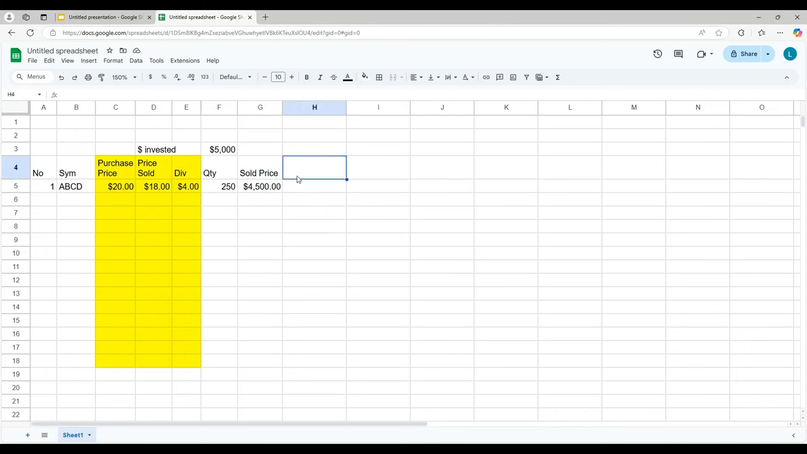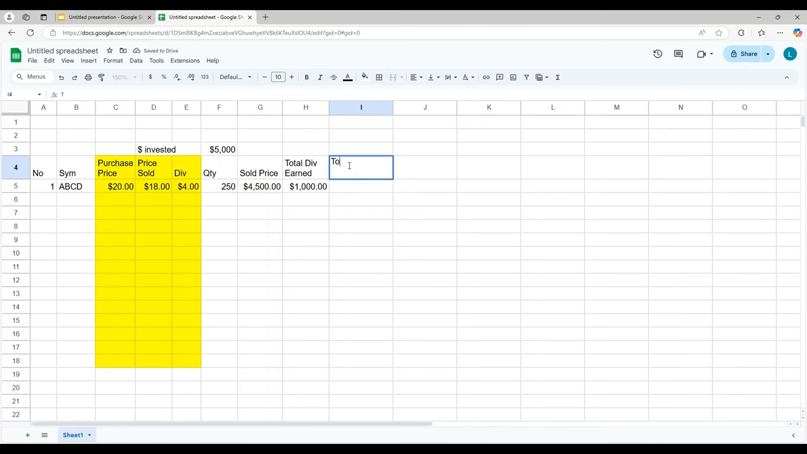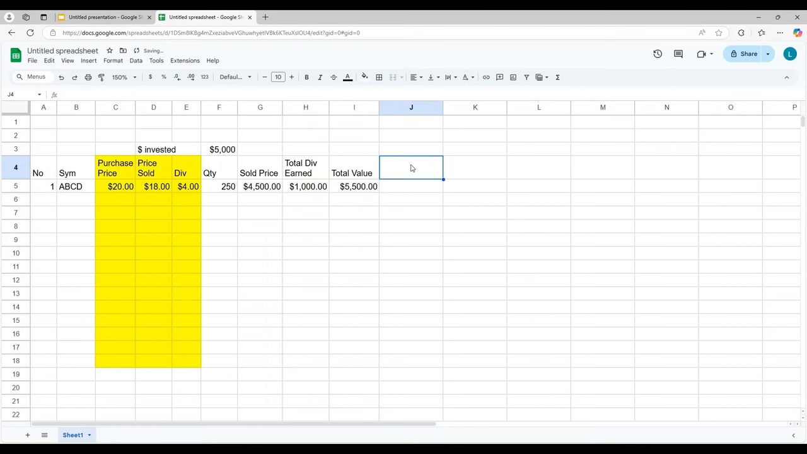Now, you are also earning dividend on that, right? Each one of them, you're getting $4 dividend. So total dividend earned is the number of shares you have times the dividend, which is $1,000. Total value is the dividend you earn plus the sold price, $5,500. What that means is gain, loss, right?